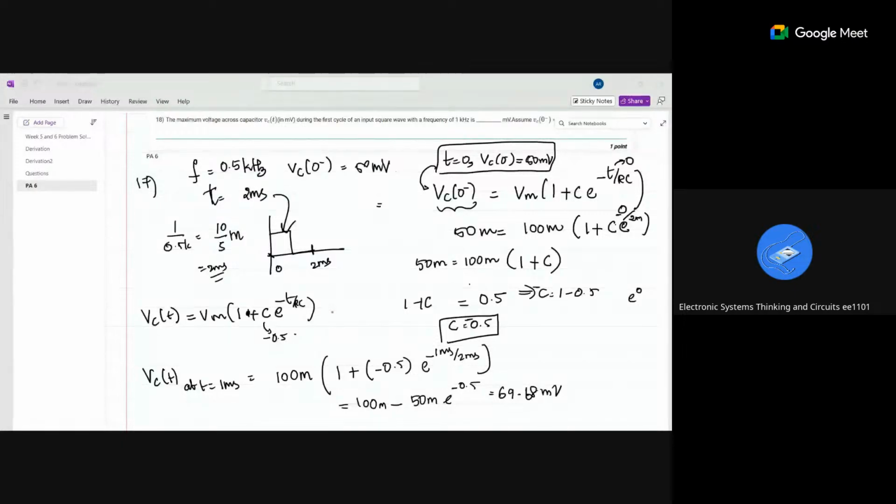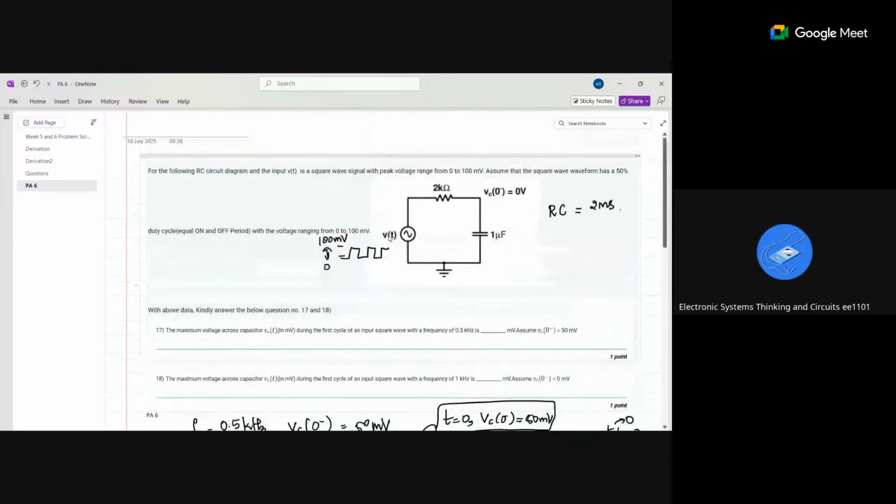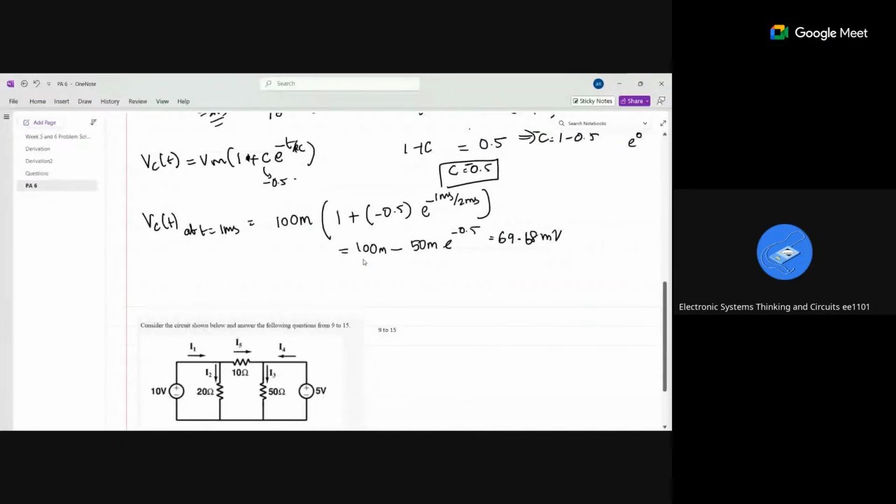Again, what is the question they have asked? They asked us to find the maximum voltage across the capacitor during the first cycle of the input square wave with a given frequency. If you see the input, it is a square wave with a duty cycle of 50%. The input is not a straight line. It is changing like this. So this is the time which we found here, which is 2 milliseconds.